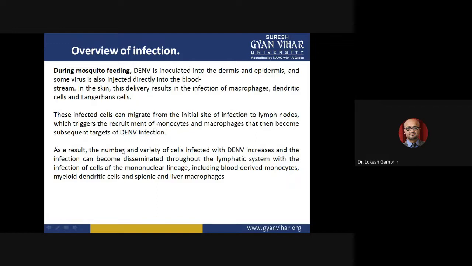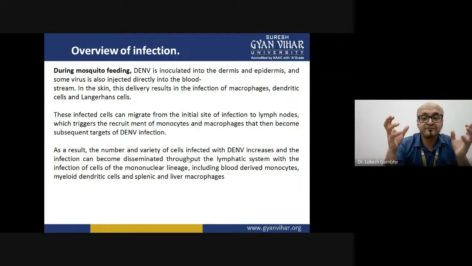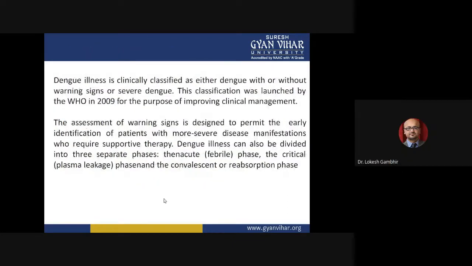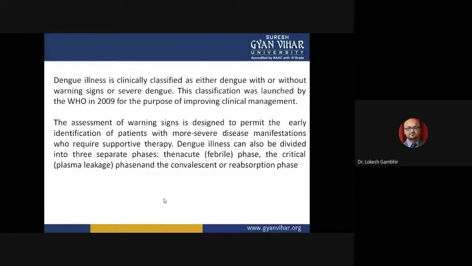As a result, the number and variety of the cells which a dengue virus infects increases exponentially. And then when the viral load is high, this particular virus can be disseminated to the lymphatic system, where it completely infects the mononuclear lineage. So this is how the infection spreads, and after affecting the mononuclear lineage, it can cause infection in the splenic and the liver macrophages, thereby worsening the condition. So this is the overview of how, after transmission, the pathogenesis goes about, how it infects the cells.